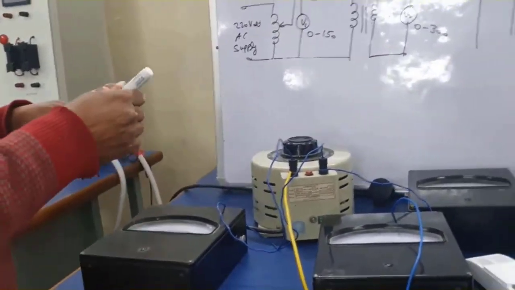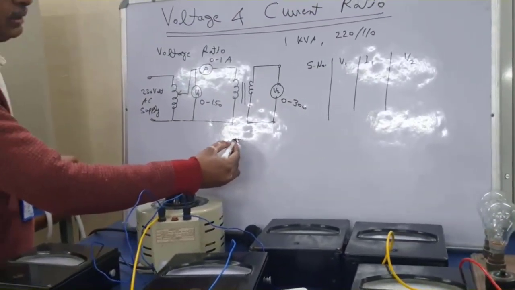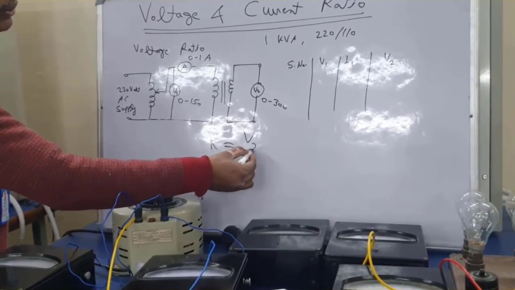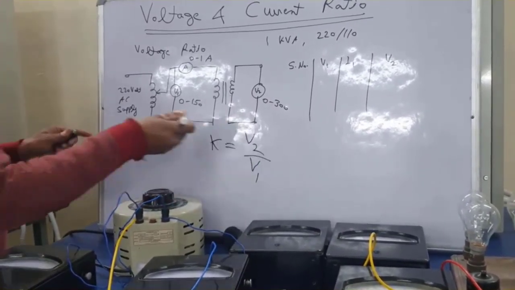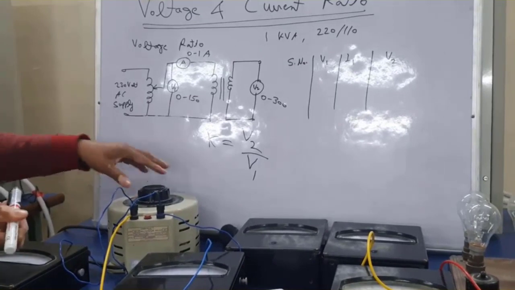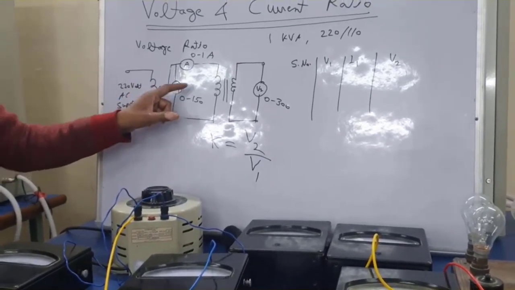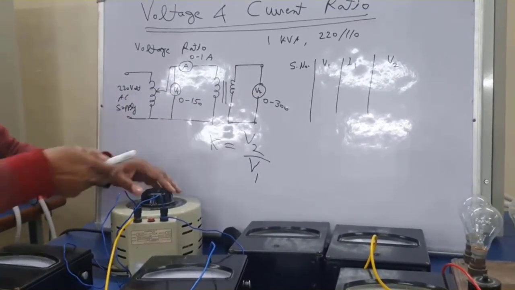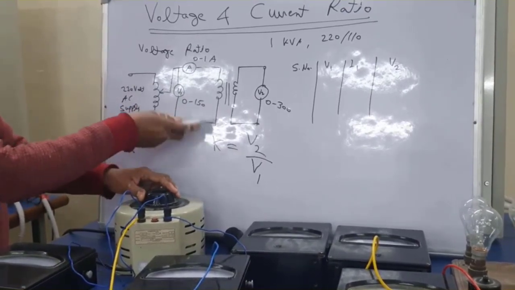The voltage ratio, K, of a transformer is V2 upon V1. By giving different voltages on the primary side, we calculate V1 and V2, and putting the values of V2 and V1 here, you will get the voltage ratio.